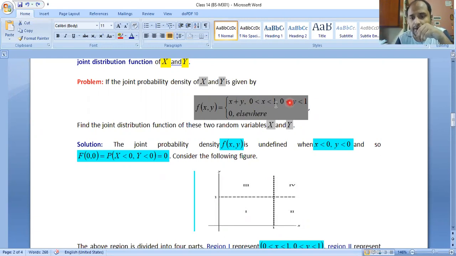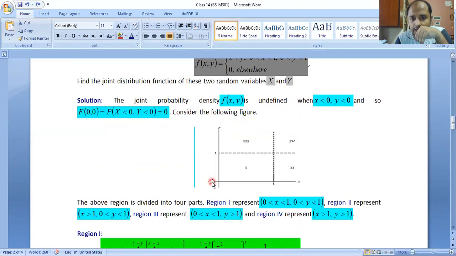First of all, we are going to take that x and y are both less than 0, negative. If x is less than 0 and y is less than 0, then F(0,0) will be the probability of X less than 0, comma, Y less than 0 jointly, which will be small f(0,0), which is 0, because it is written elsewhere.